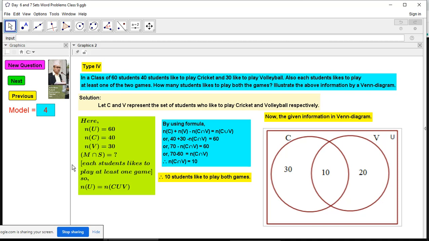I believe you understand this solution. I will give 2 more minutes. If you need, you can copy this, dear students. Now let's start.